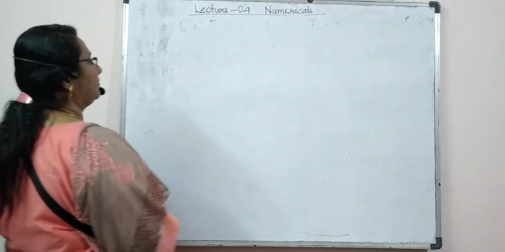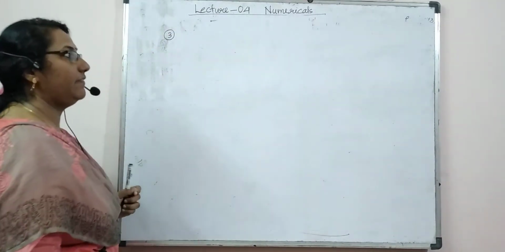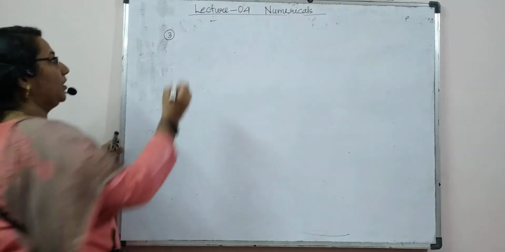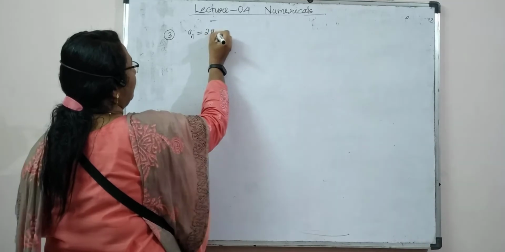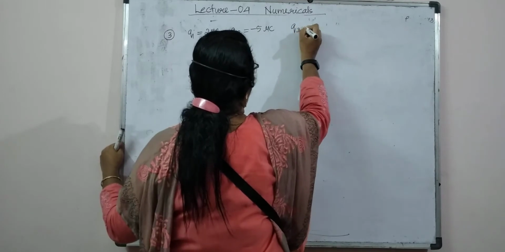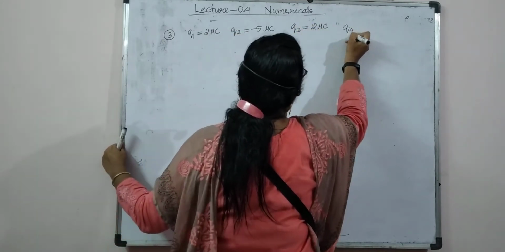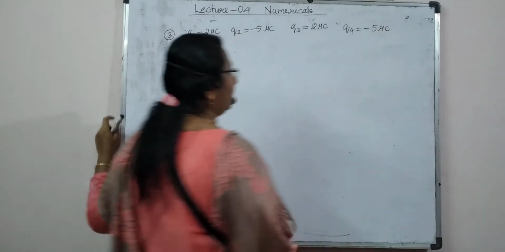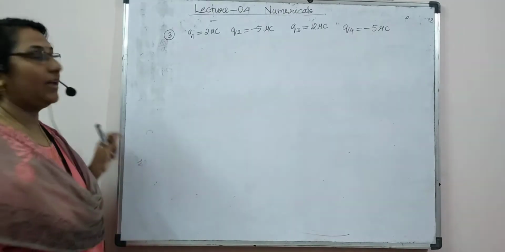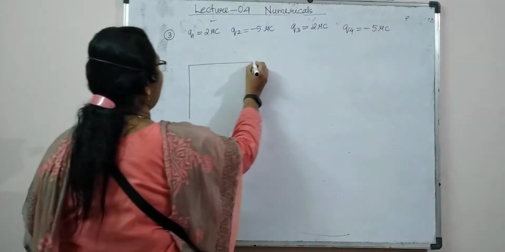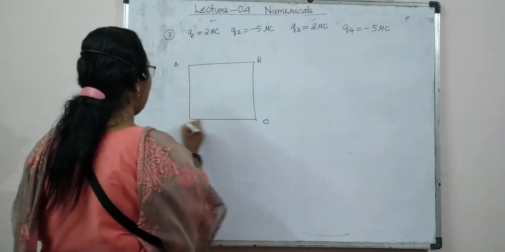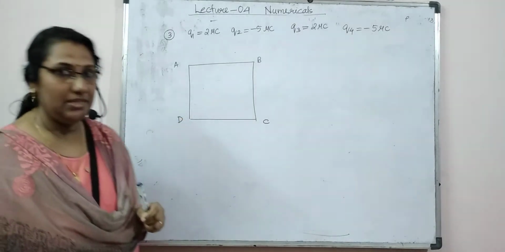Third question. In the third question, it is given that there are 4 point charges. Write it. Q1 equal to 2 mu coulomb, Q2 equal to minus 5 mu coulomb, Q3 equal to 2 mu coulomb, and Q4 equal to minus 5 mu coulomb. There are 4 point charges which are placed at the corners of a square ABCD.